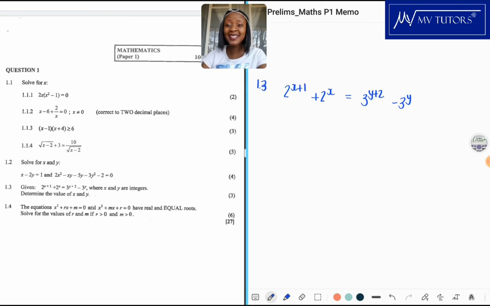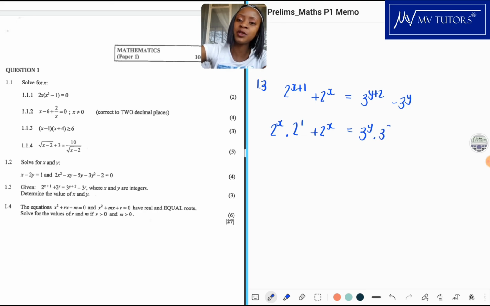Okay, let's do it. Let's take common factors out. It would have been nice if this plus was a multiplication sign, hey? We just add the exponents, but that's not the case. So I'm just going to write this as 2 to the power x times 2 to the power 1 plus 2 to the x. Just separate it a bit so that we can see what we have here, what we can and can't do.